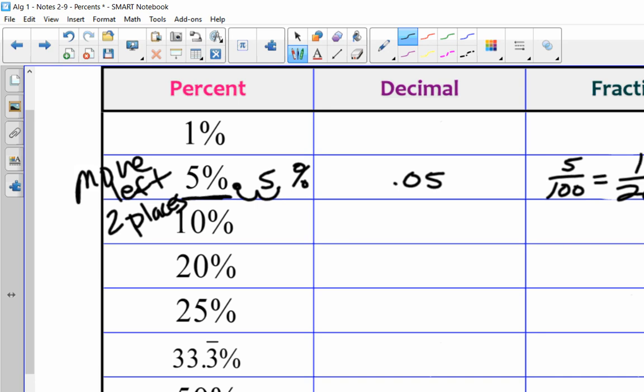Okay. If you could write down 25%, I kind of did that before. I moved the decimal place over 2 places. Okay. And then if I change it to a fraction, put it over 100. And then if I can reduce it, I want to, so that reduces down to 1/4. Okay.